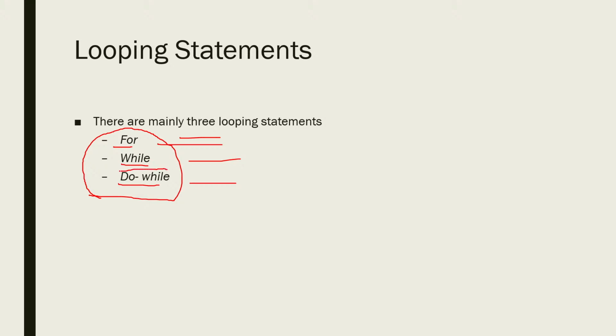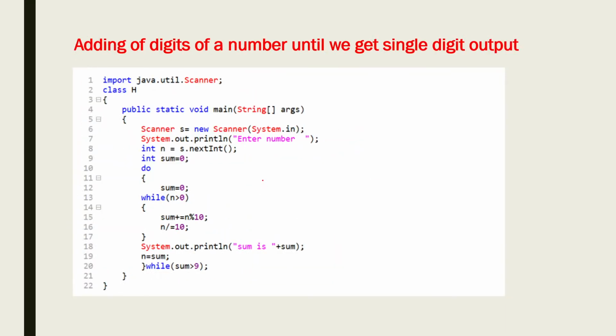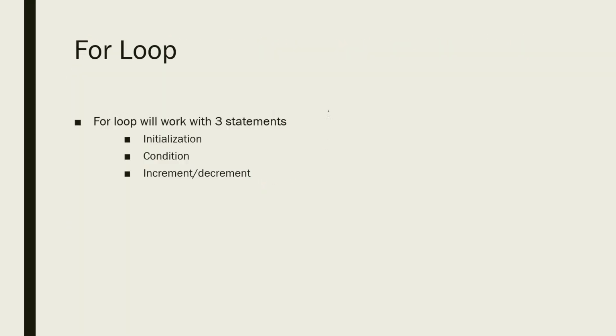Here, do while has one specific task, guys. It has some special character, okay? We will discuss do while at the end. At first, we will discuss for loops. First, we will discuss for loop. What is for loop? Can anyone tell me what is for loop?